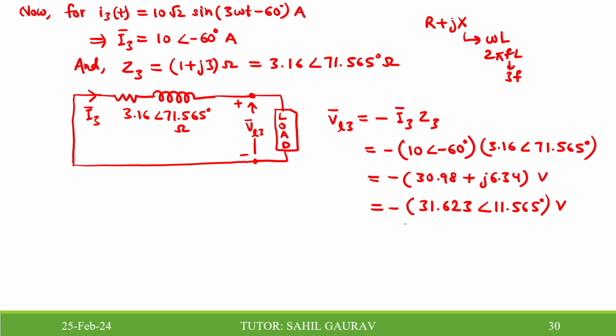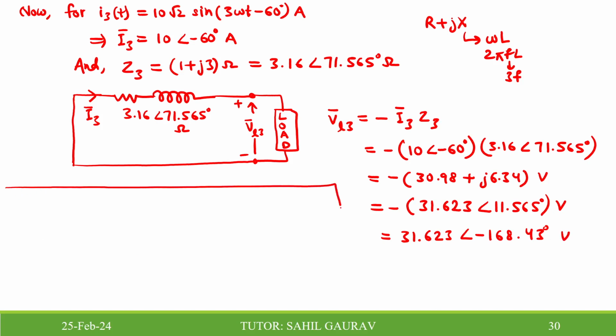And if you take minus inside, then minus will represent minus 180 degrees, so it will come as 31.623 at the angle of minus 168.43 degree volt. So now we got both the components of voltage across the load.